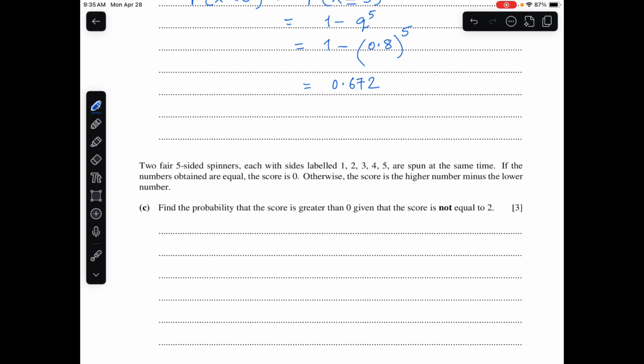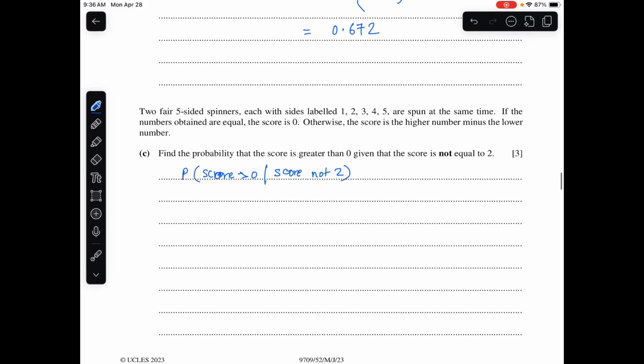So what's happening over here? We need to find the probability that the score is greater than 0, given that the score is not 0.